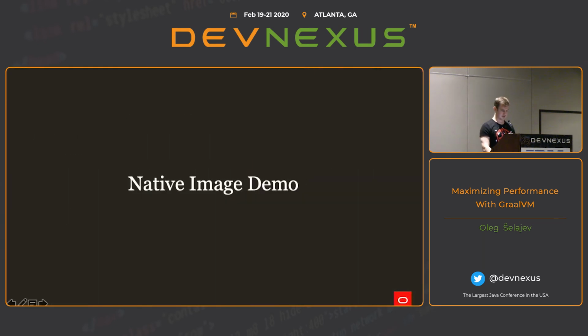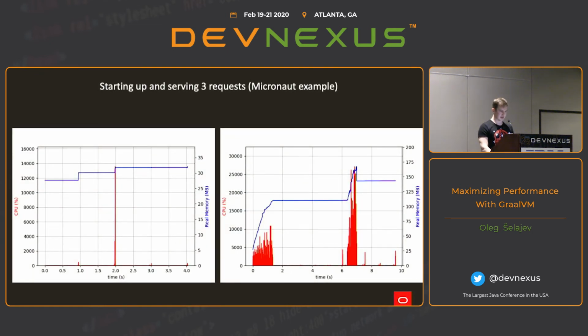Right? This one. So on the left, you can see AOT. On the right, you can see AOT. It's a very similar graph that we had, right? So 40 megabytes of RAM and some CPU usage. And on the right, on the left, you can see the same application running in the JIT mode.